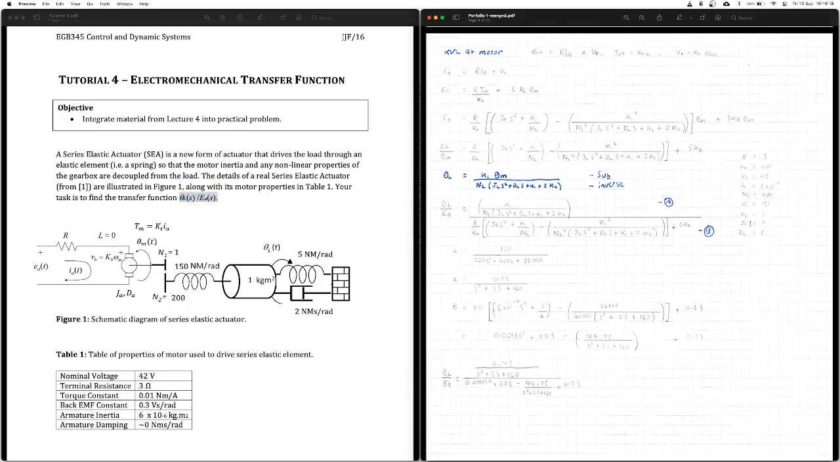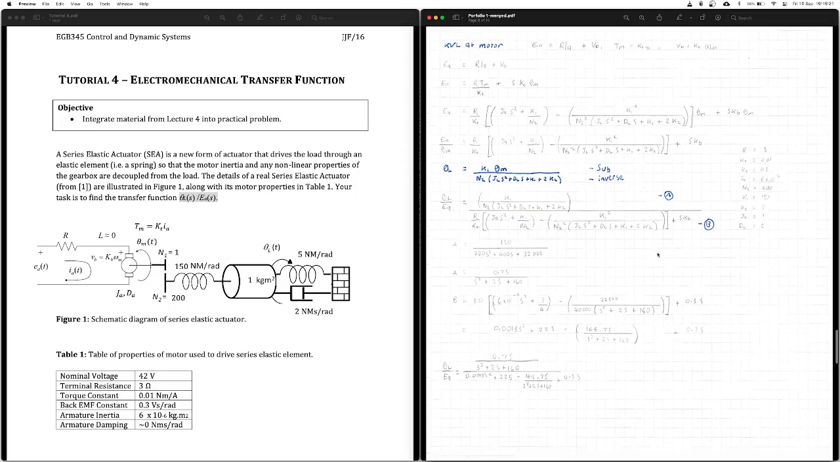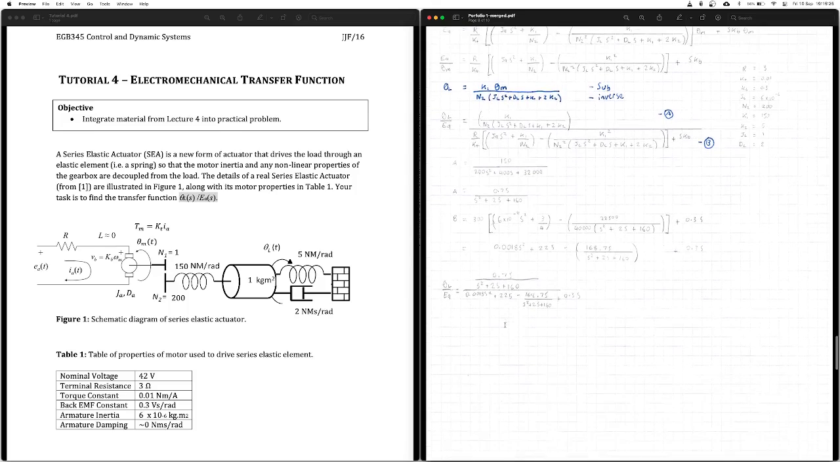We sub in the values that were provided by the question and try and simplify it down as much as possible, and this is the equation I got.